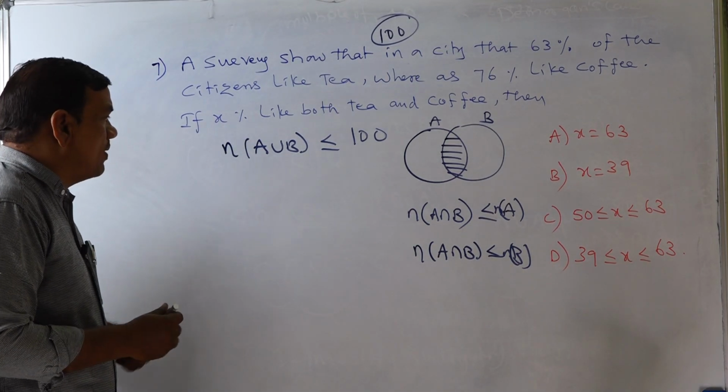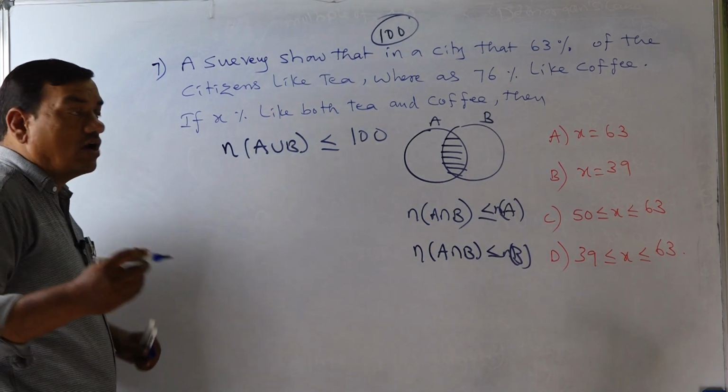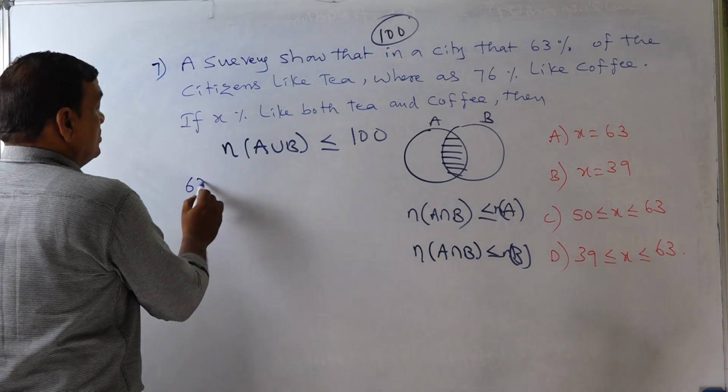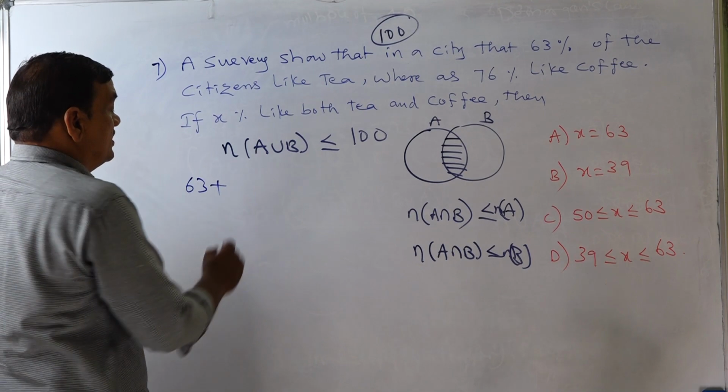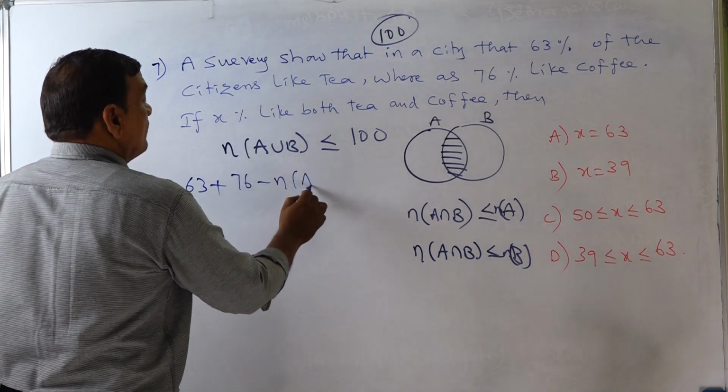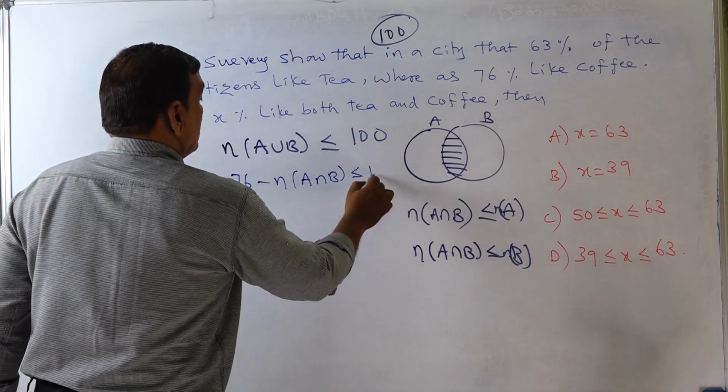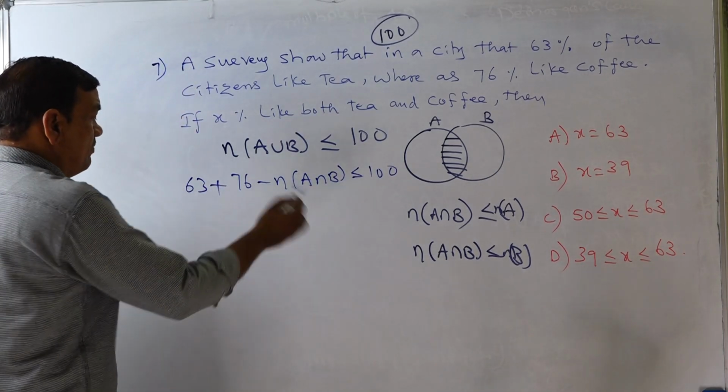Now let us start our problem. N of A union B is, so we have the formula, N of A, that is 63, plus N of B, that is 76, minus N of A intersection B is less than or equal to 100. From this, how much?